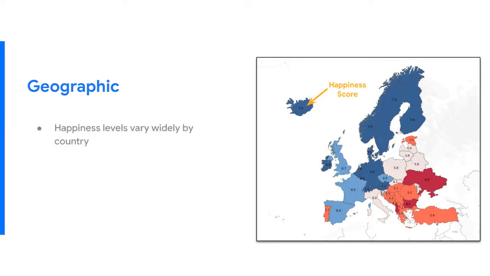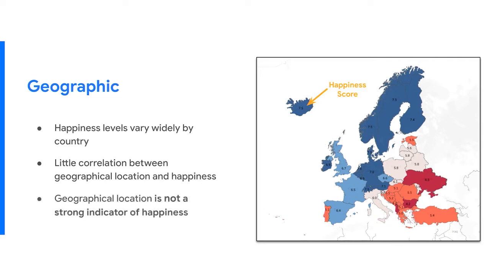So we have our first bullet point. Happiness levels vary widely by country. So with this, as it appears, my speaker notes can be something along the lines of, however, as high and low scores are spread sporadically throughout the map, there is little correlation that we find between geographical location and happiness. Finally, we concluded that the geographical location alone was not a strong indicator of happiness.